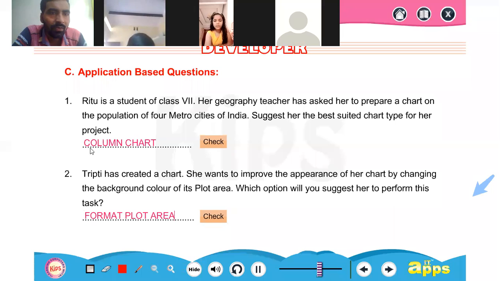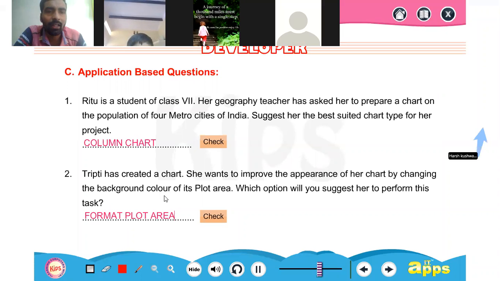First answer is column chart. It will come in exam. Second answer is format plot area. Kindly fill this.